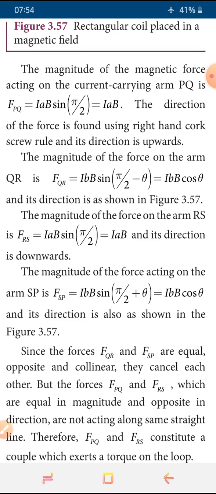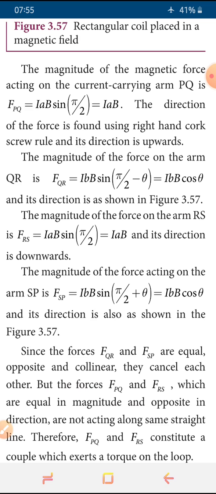Then FSP is equal to IBb sin. Here the angle of the arm SP with the magnetic field is pi by 2 plus theta. Then the formula will become IBb cos theta. Its direction is shown in the figure. So since the forces FQR and FSP are equal but opposite and collinear, that is, the same line of action at the same time opposite direction, we can say these two cancel each other.